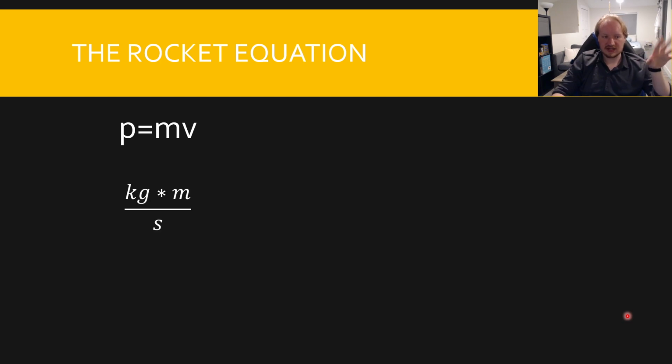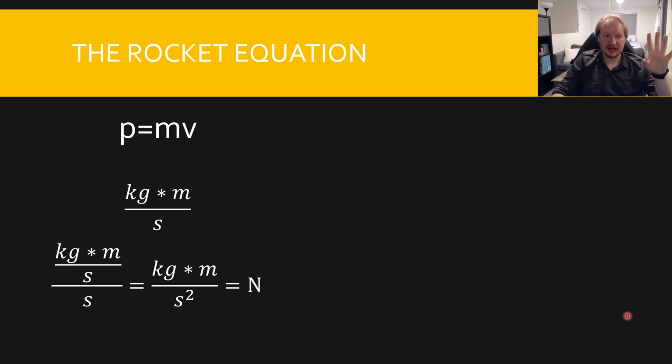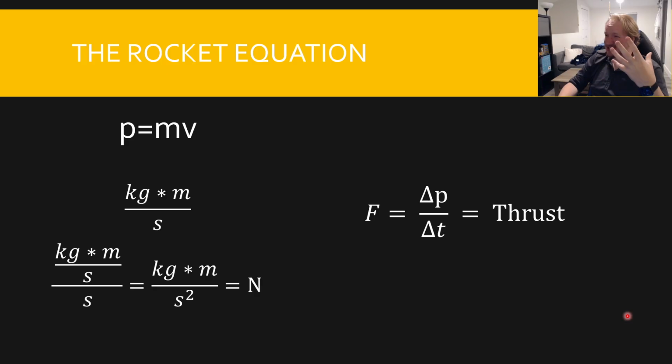So when we look at momentum, the final units of it are going to be kilograms times meters per second. This is very visually apparent. And if we divide kilograms times meters per second by seconds again, since we're changing that momentum over time, that change in momentum over time is kilograms times meters per second squared, or newtons, which is the units for force. So we can see that a force is really just a change in momentum, and this is going to be equal to our thrust.